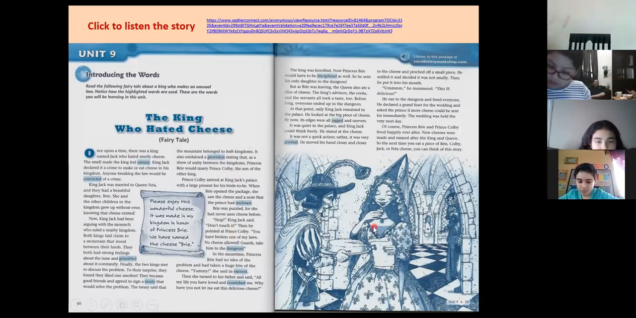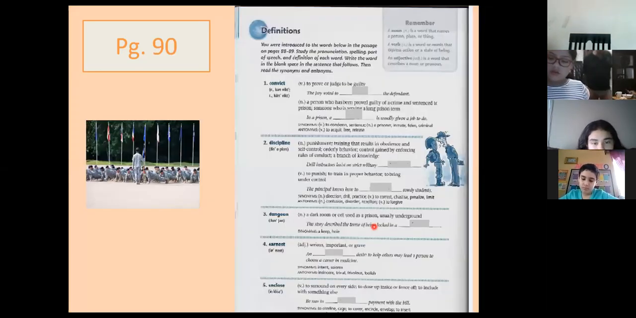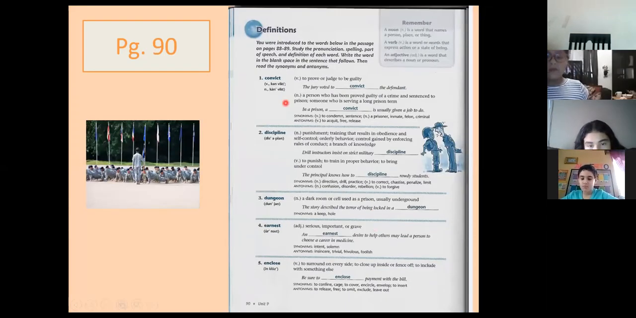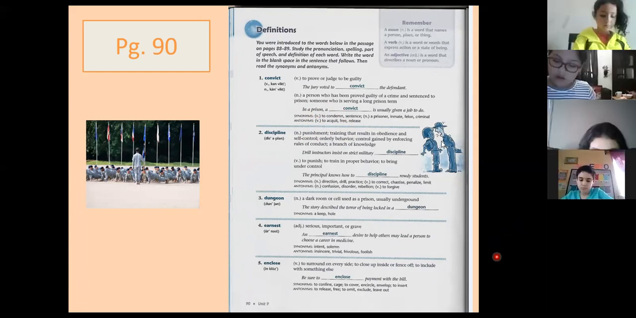And we found out some vocabulary, some words on the word search here, and we found out the meaning of these words. What is convict, for example? Remember that we discussed it is to prove or declare someone guilty. So we have the synonyms and antonyms. In the next pages, we're going to use the synonyms and antonyms. So remember that these synonyms and antonyms are on page 90.